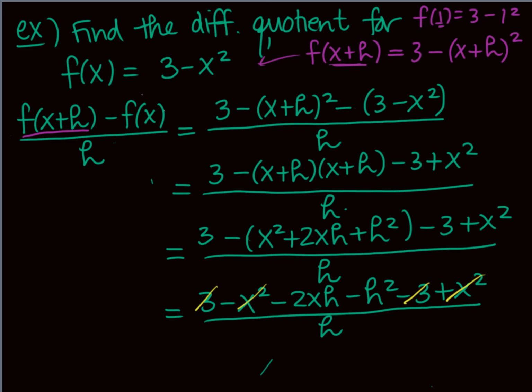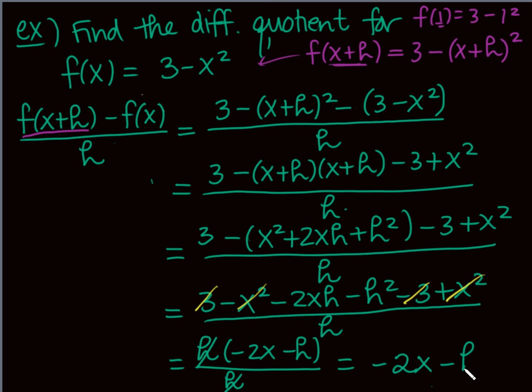And what do you notice about what's left? Do you see that I have an h in everything that's left? That's really good. If you do the difference quotient correctly, everything left should have an h, so that denominator h will cancel out. So there's my final answer, negative 2x minus h. That is the difference quotient.